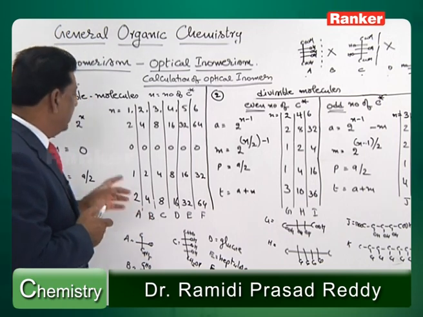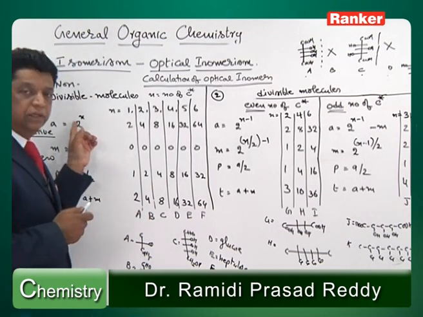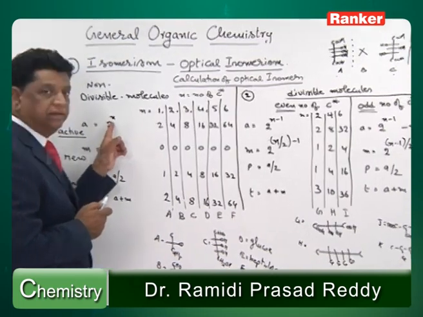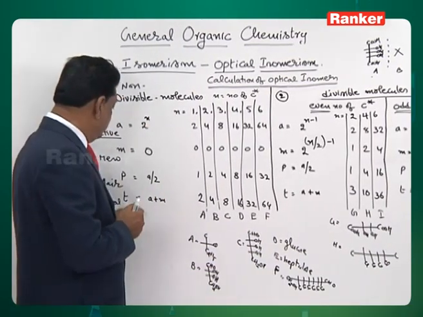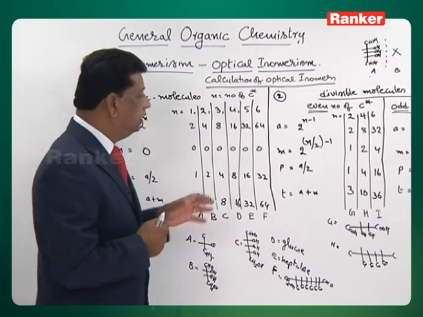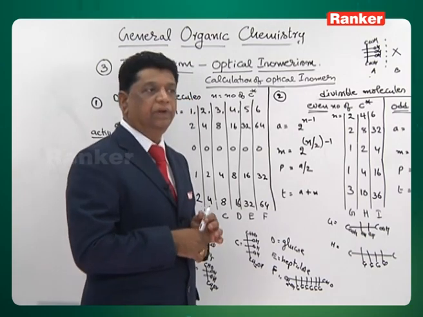So 4 things you can calculate. One is total active members, total meso compounds, and pairs: half of the active members will be the pairs, and meso and active together will be the total. So that is the calculation of the optical isomers.